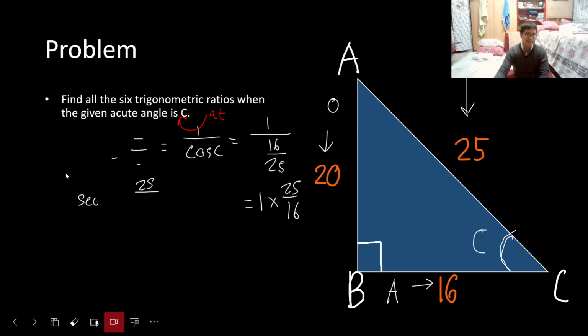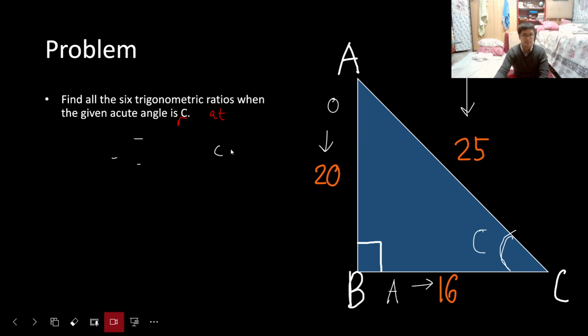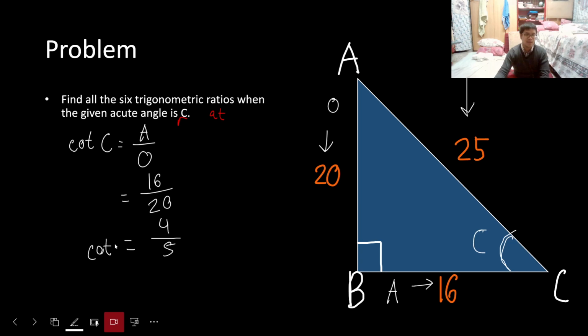And lastly, last but not the least, we will have cotangent of C. This is adjacent all over opposite. Your adjacent is 16 and your opposite is 20. 16 and 20 are both divisible by 4. So 16 divided by 4 is 4, and 20 divided by 4 is 5. Hence, your cotangent of C is equal to 4 all over 5.